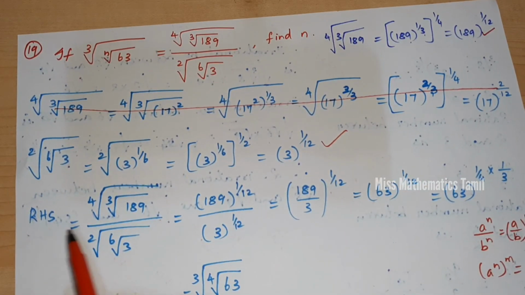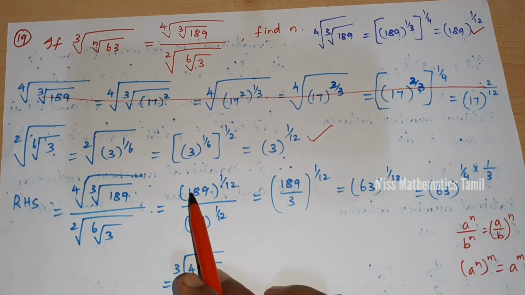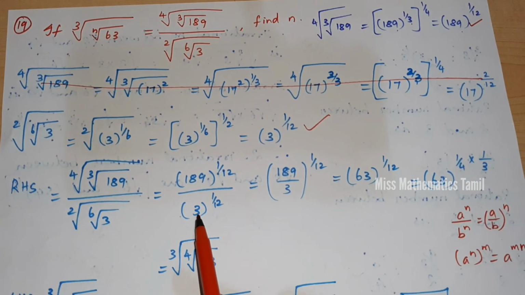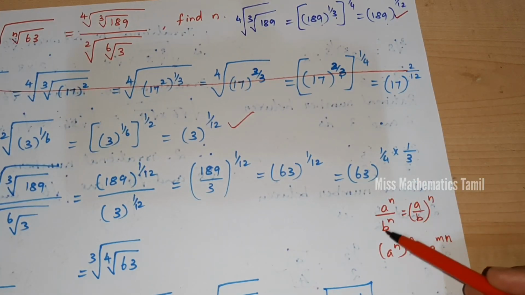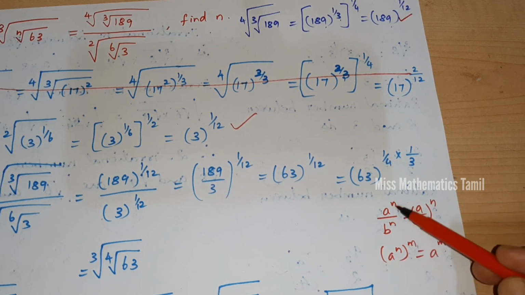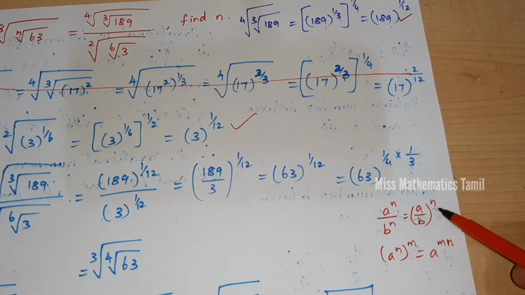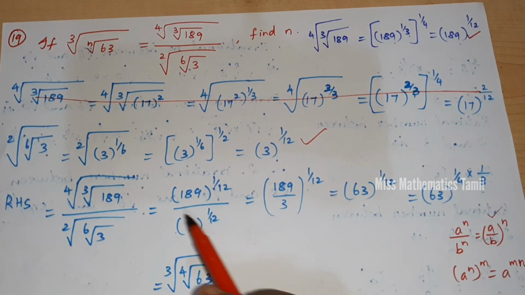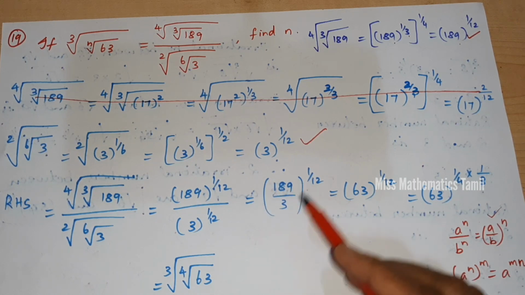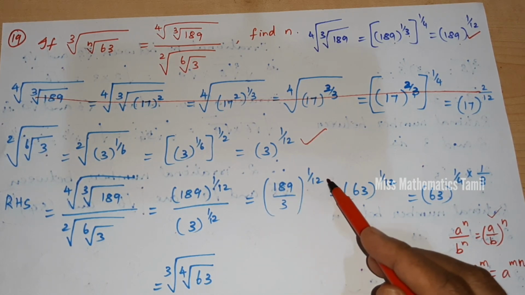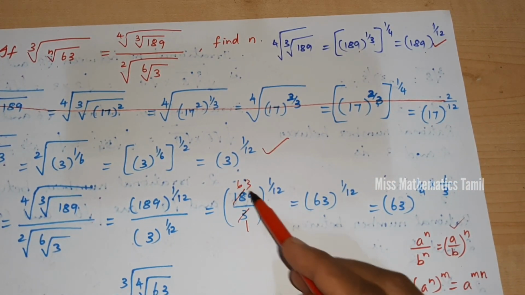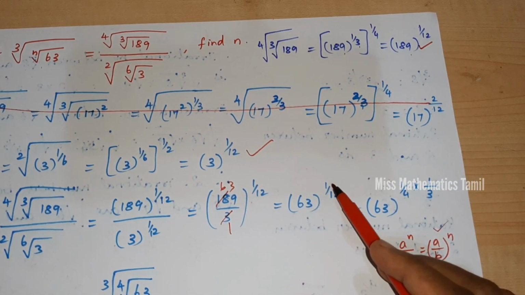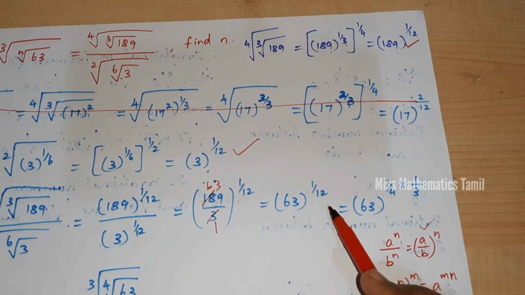Okay, in the RHS I am substituting. In the numerator, 189 to the power of 1 by 12. In the denominator, 3 to the power of 1 by 12. See, a to the power of n divided by b to the power of n, power same, base different, is equal to a by b the whole to the power of n. This one we know already, right? So I am writing 189 divided by 3 whole to the power of the same power 1 by 12. Here I am cancelling. 3 ones are 3, 3 sixes are 18, 3 threes are 9. So 63 to the power of 1 by 12.